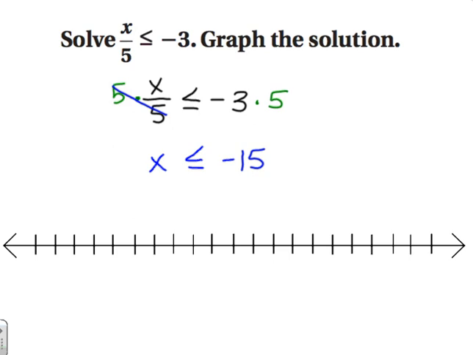So we can put -15 kind of in the middle, and then we can count out negative 16, negative 17 to the left, and then to the right, negative 14, negative 13. The less than or equal symbol tells us to use a closed circle. So we'll fill that in. And it's going to shade in all the numbers that are less than or equal to negative 15. So that means it's going to go to the left, and we'll put an arrow on the end to show that it keeps going in that direction.